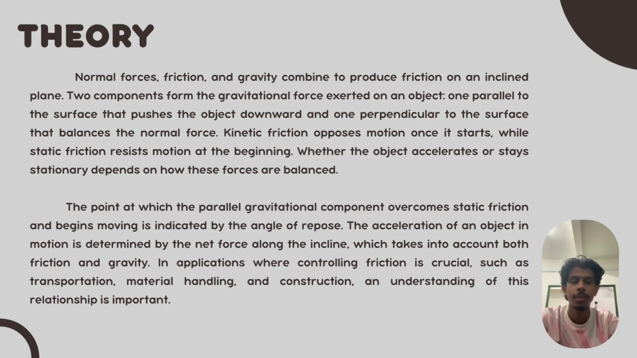When an object rests on an inclined plane, three forces come into play: gravity, the normal force, and friction. Gravity acts downwards and can be split into two components, one parallel to the surface pushing the object downwards, and one that's perpendicular, balanced by the normal force. Static friction resists motion when the object is stationary, while kinetic friction opposes movement once the motion begins.